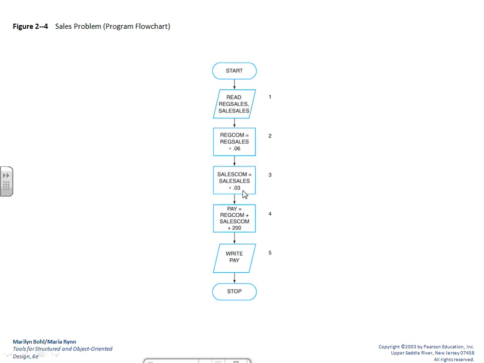This is an incentive for salespeople to sell products that are not at a discount price. Eventually, we're going to calculate the commission based on regular items and the commission for discounted items, and each salesperson is going to receive, for example, $200 per week on top of the commission that they make. And finally, we're going to write the pay, and we're going to stop the program.